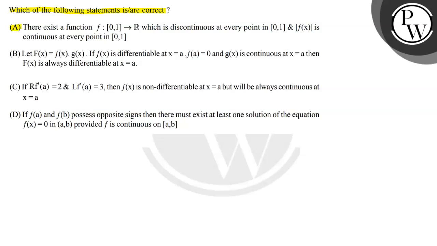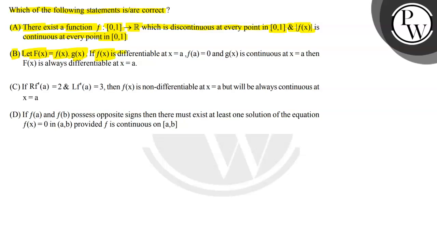Option A says, there exists a function f from the closed interval 0 to 1 to R which is discontinuous at every point in the closed interval 0 to 1, and modulus of f(x) is continuous at every point in the closed interval 0 1. Option B says, let capital F(x) be a function defined as small f(x) multiplied by small g(x).